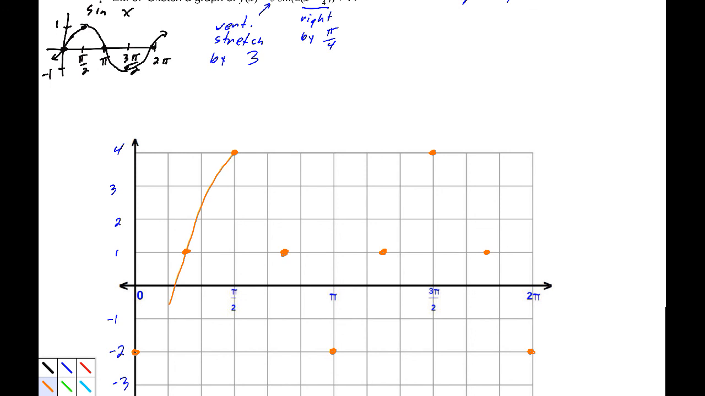Now just to connect the dots, and I'm going to add this end to indicate it continues going in that fashion. And there's our graph.